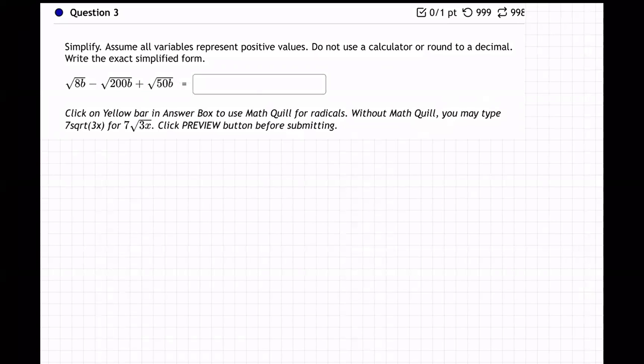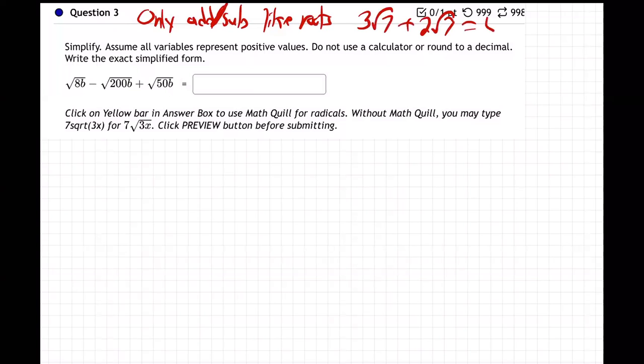Okay, so on this one, we are adding and subtracting roots. And you know, again, the deal with roots is you can only add or subtract like roots, which would mean 3 root 7, say, plus 2 root 7 makes 5 root 7. You just add the numbers in the front. You don't mess with the roots, only when they're alike. Okay, so that's what we've got to do here.